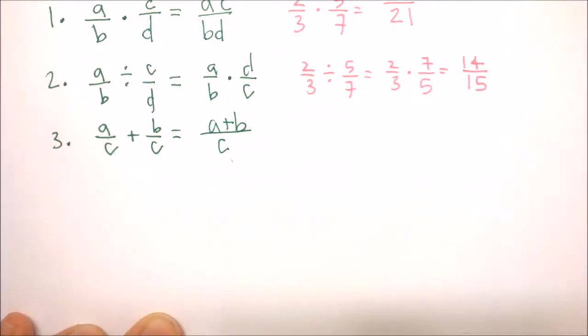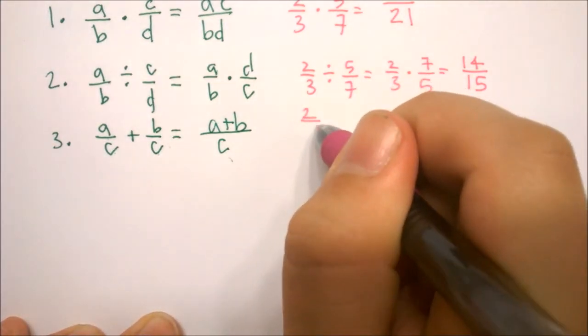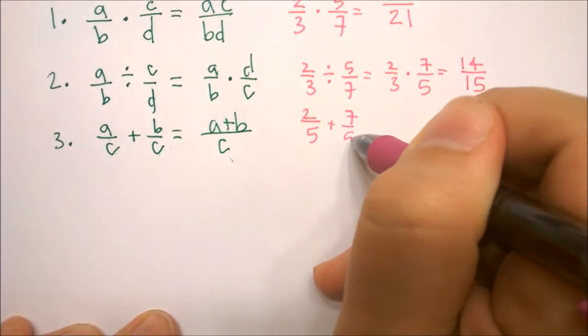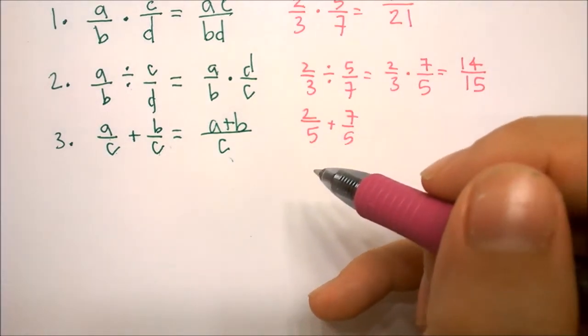So if we have an example here, 2 over 5 plus 7 over 5, so we're just going to add the numerator.